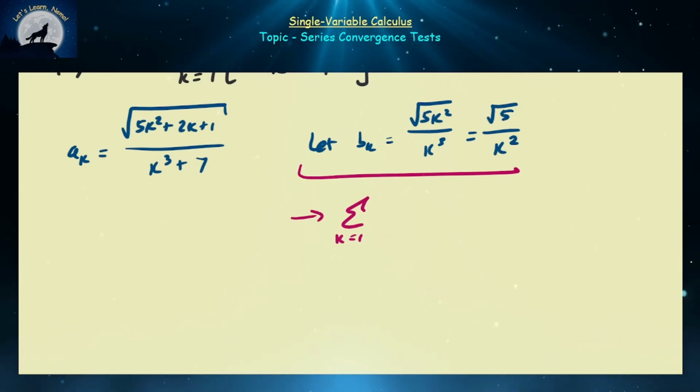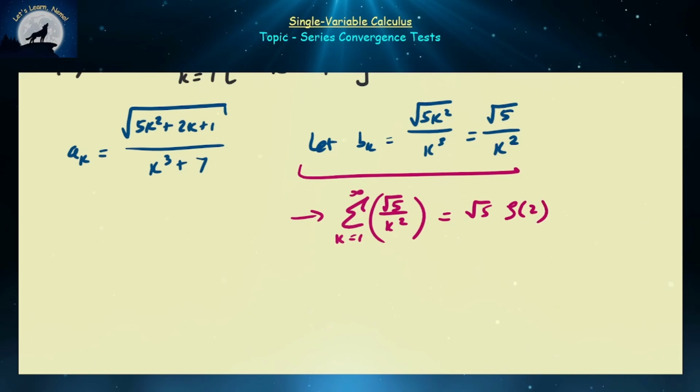So we're going to do the sum from k equals 1 to infinity, same as the limits of the original series. And then we're going to have the square root of 5 over k squared. So that's again going to be our P series. So we already know it converges to the square root of 5 times zeta of 2. And that's obviously going to be a real number. So this series is going to converge.